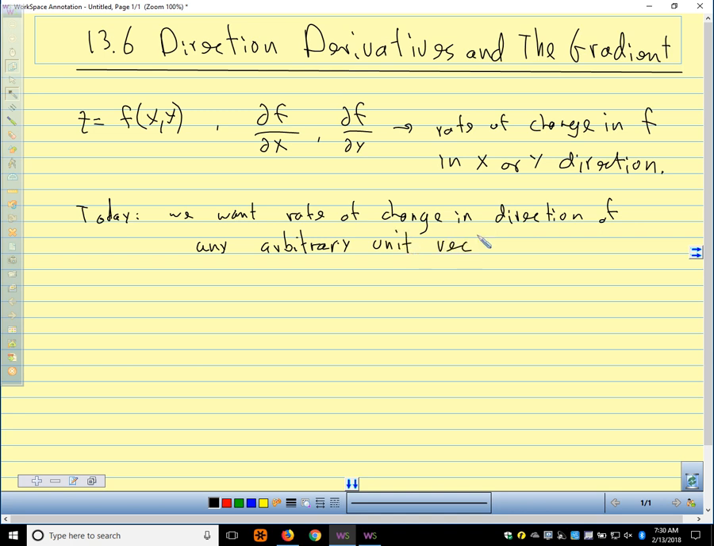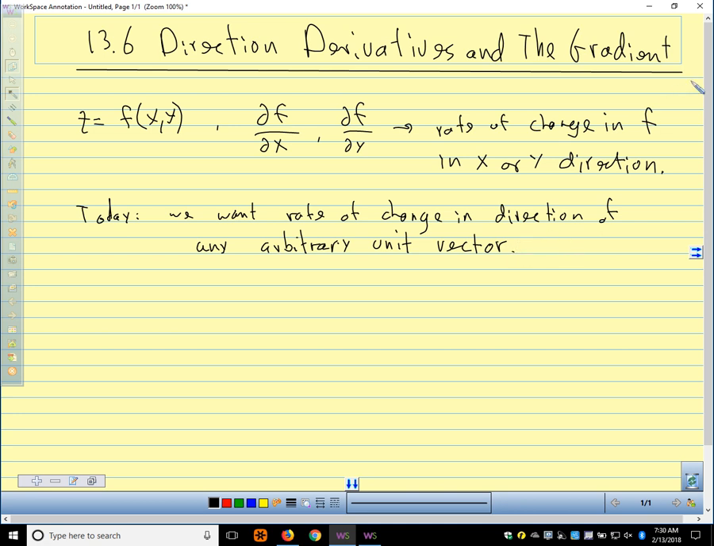So what we're saying is if we're on some surface and we go in that direction, how rapidly does the z value change? How rapidly does our height change as we move each unit in that direction? So we're kind of picking a compass heading and saying, all right, we're going to go that way. How steep is the hill? How quickly are we going up? How quickly are we going down? We want to be able to do that in any direction.